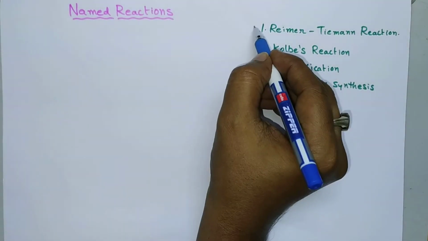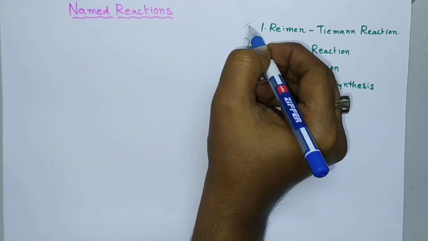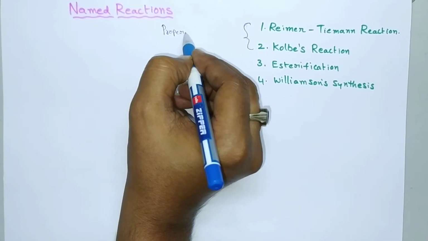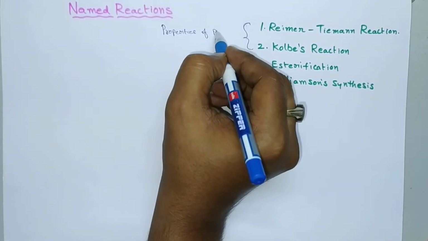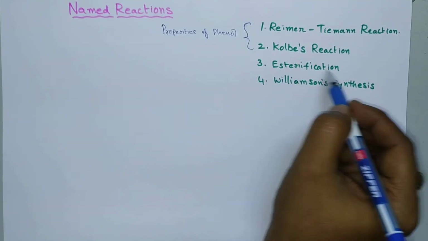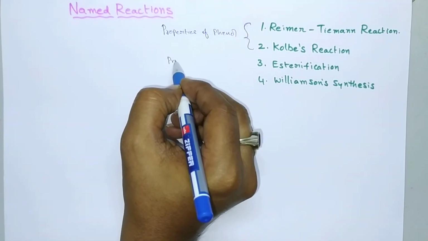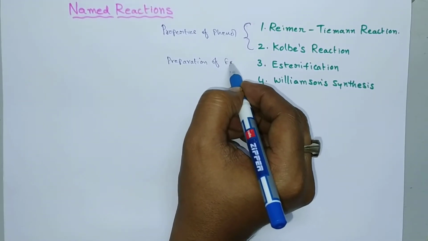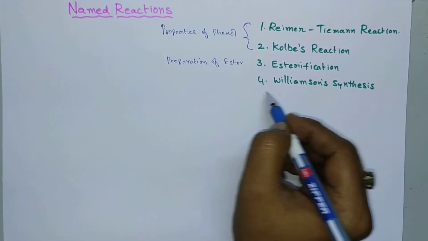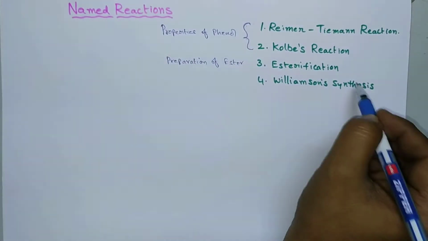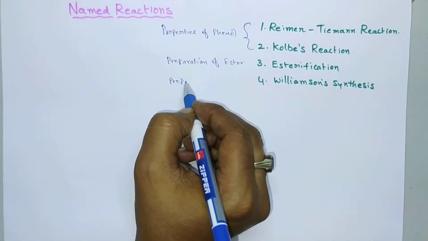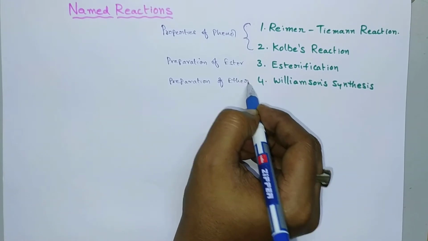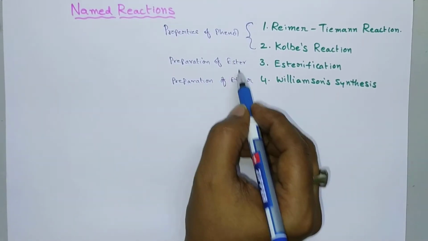The first two reactions are properties of phenols. These two reactions are the properties of phenol, and esterification is nothing but the preparation of esters, and Williamson synthesis is the synthesis of ethers, that is, the preparation of ethers. So first of all you have to know phenols, esters and ethers.